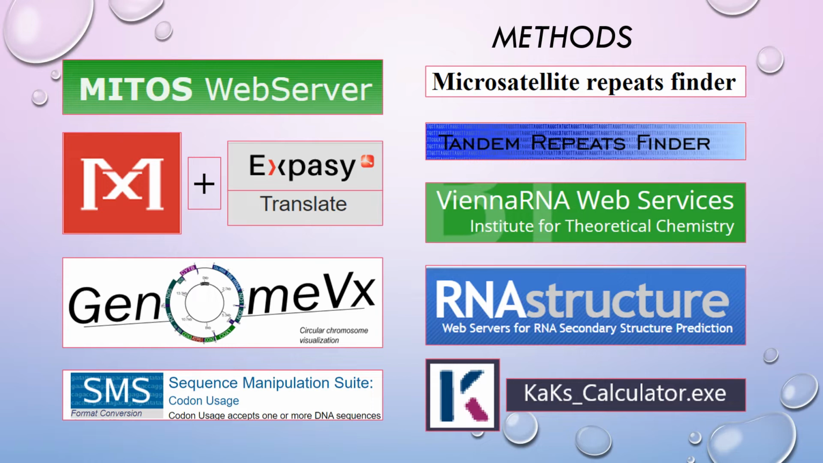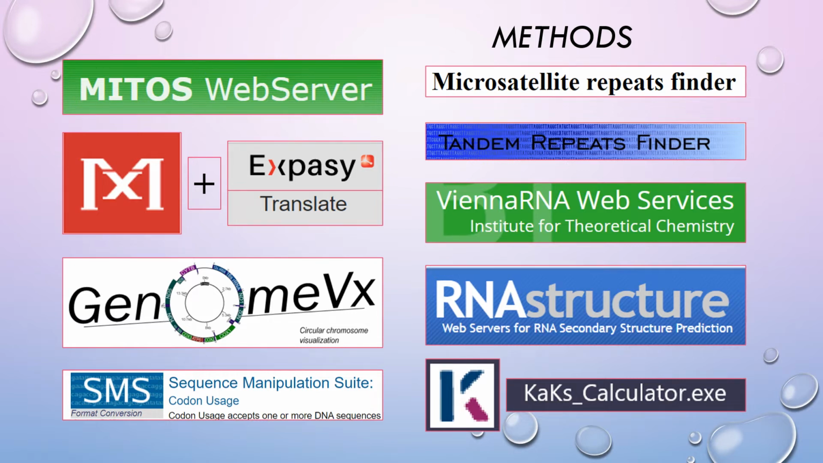MEGA X was used to calculate nucleotide composition and codon usage, and Sequence Manipulation Suite's codon usage tool was used to determine codon usage of all protein coding genes. The control region was examined for microsatellites using BioPHP Microsatellite Repeats Finder and for tandem repeats using Tandem Repeats Finder. The Vienna RNA Web Services tool was used to visualize the secondary structure of each tRNA. The RNA Structure Web Server was used to analyze the control region for secondary hairpin structures.